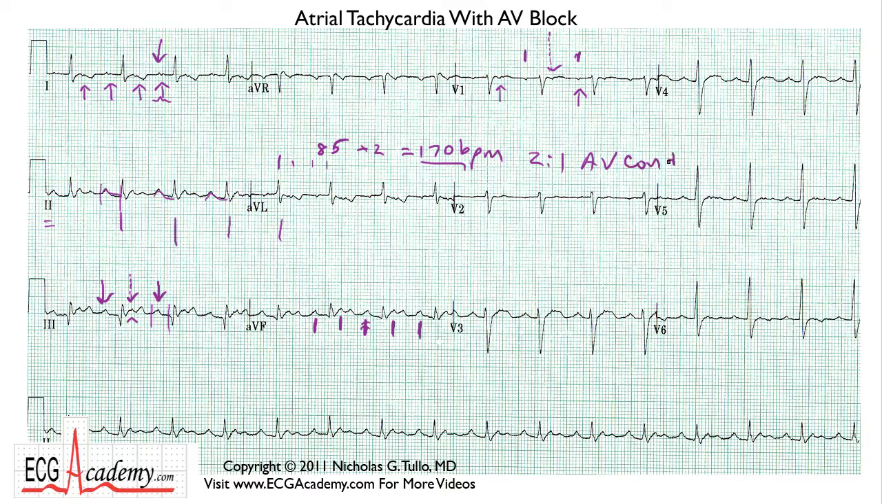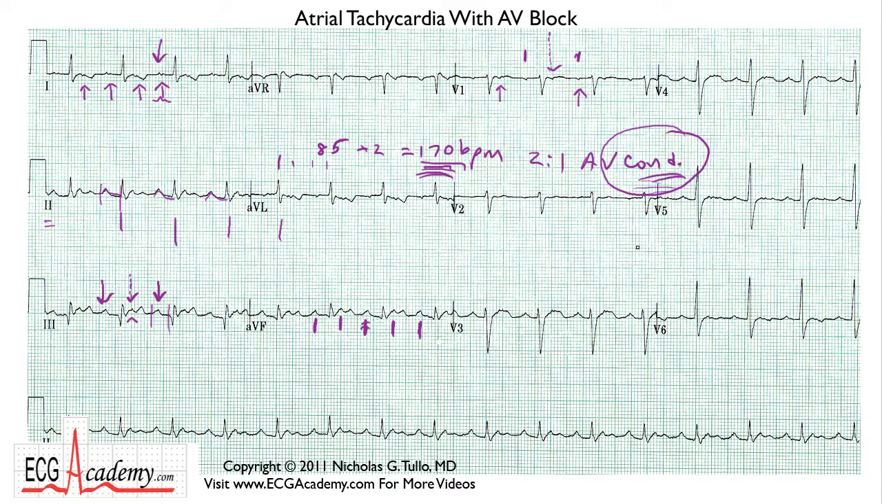Now, remember, I like the word conduction better than block because if a normal person's atrial rate suddenly got to 170, it would be very likely that the AV node would fail to conduct all those impulses. So that's why I prefer the term conduction, 2-to-1 AV conduction, because the word block makes you think there's something wrong with the AV node. And under these circumstances, the AV node would simply be exhibiting normal behavior.